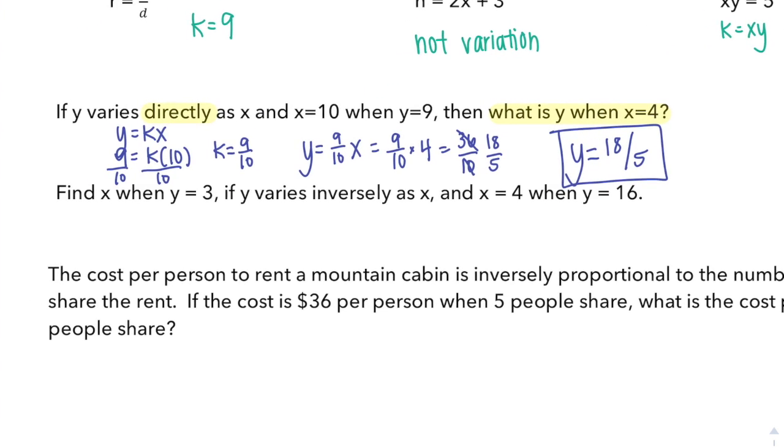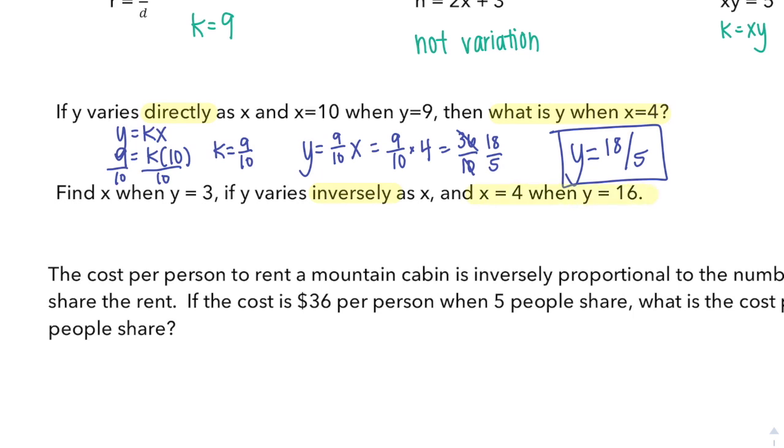Okay, look at the next one. Find x when y is 3. So that's all I have, when x and y is 3. Not really enough. But then if I keep reading, I say, oh, if y varies inversely, and when x is 4, y is 16. That's what I'm going to use.